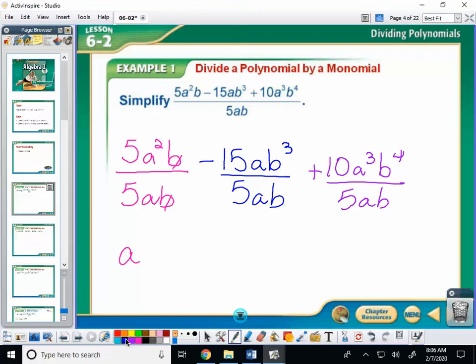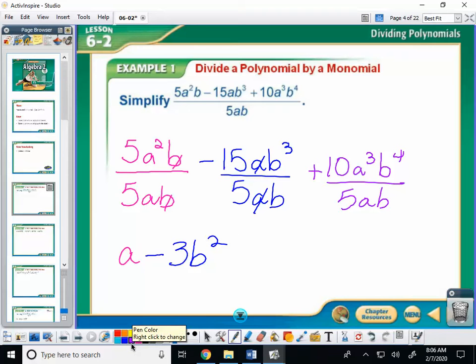For the second term, negative 15 divided by 5 is negative 3. And a divided by a is going to cancel. And b cubed divided by b is b squared. If at any time an entire term cancels out with its denominator, like the numerator and denominator cancel one another out, what are you going to put down? 1. We're going to put a 1. Each of these, I think, should simplify further.